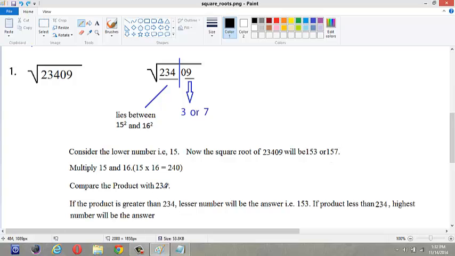We are comparing it here. Our product is 240 and I am comparing it with 234. Here our product is higher. If the product is greater, then the lesser number will be the answer. So our answer will be 153. So the square root of 23,409 is 153.